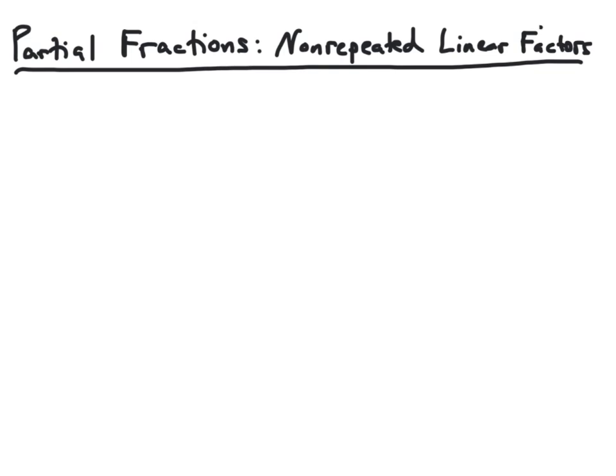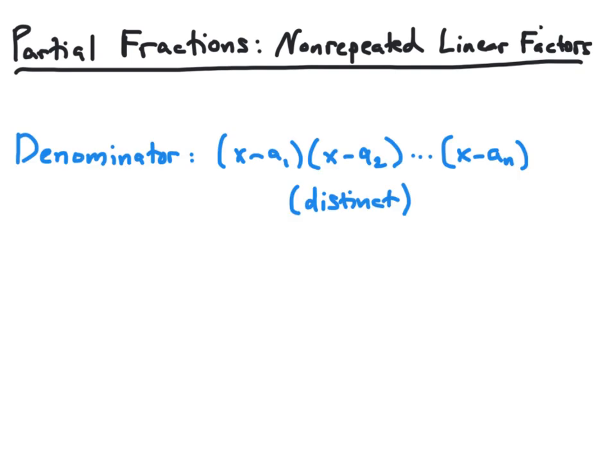In this video, we'll take a look at how to use partial fractions to integrate rational functions whose denominators consist of non-repeated linear terms. More specifically, we're going to be looking at rational functions whose denominator can be factored into the form (x - a1)(x - a2) up to (x - an), where each of these factors is distinct. In other words, all of the a's are distinct numbers from each other.